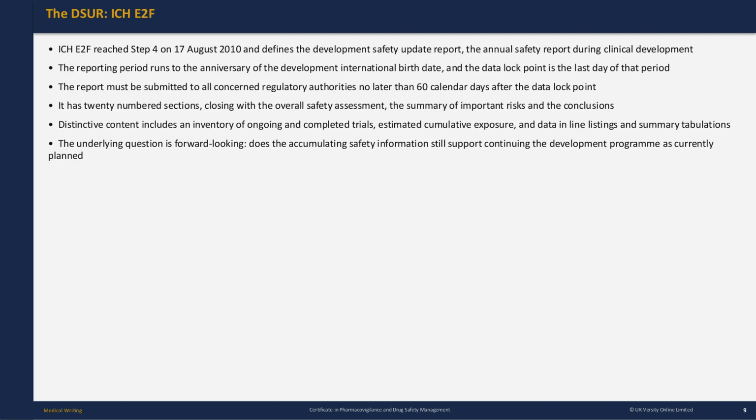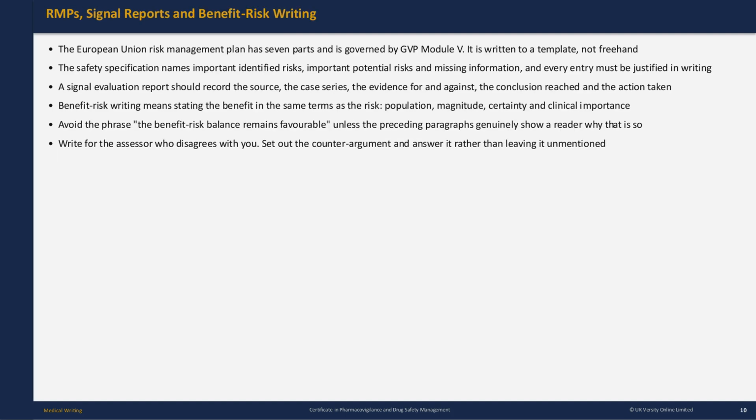The report must be submitted to all concerned regulatory authorities no later than 60 calendar days after the data lock point. It has 20 numbered sections, closing with the overall safety assessment, the summary of important risks, and the conclusions. RMPs, signal reports, and benefit risk writing.